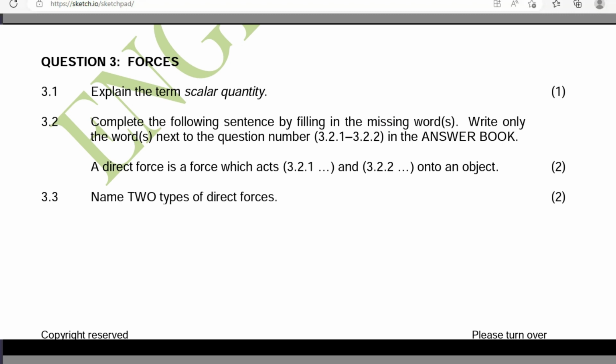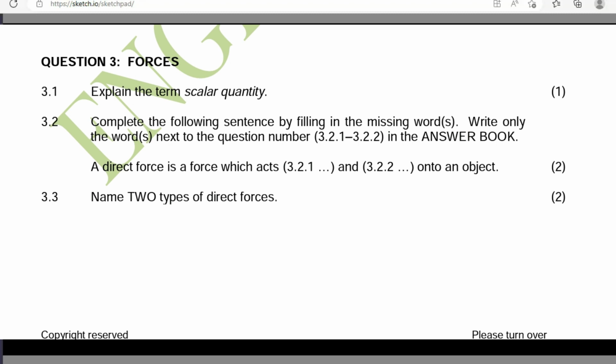They say explain the term scalar quantity. A scalar quantity is a quantity that only possesses magnitude, not direction. So the definition is a quantity that only possesses magnitude. An example is mass. Then we go to the next one.